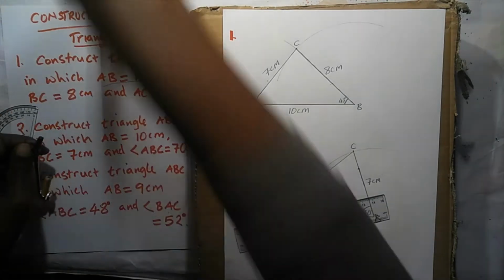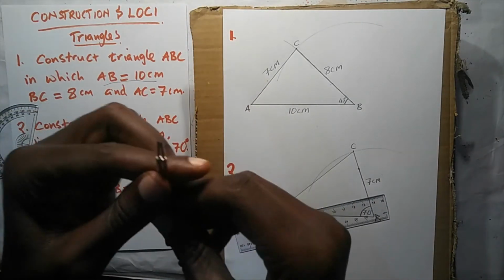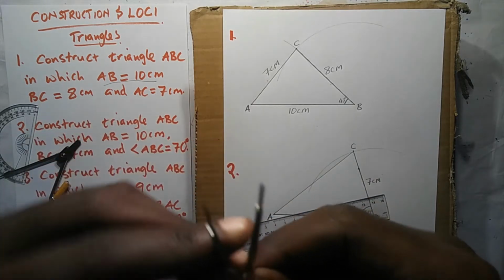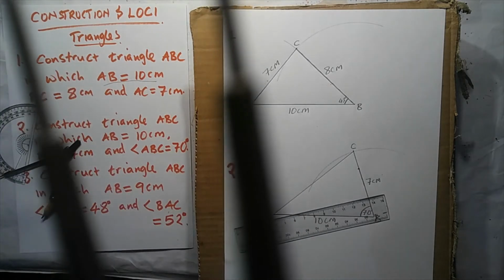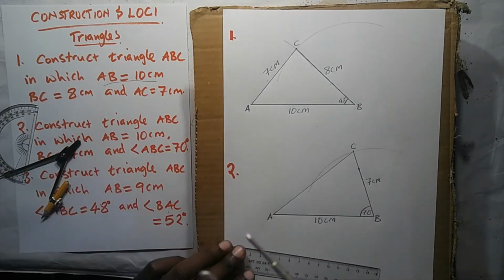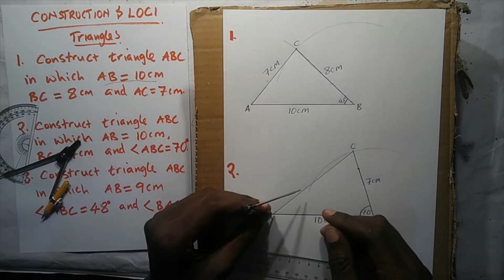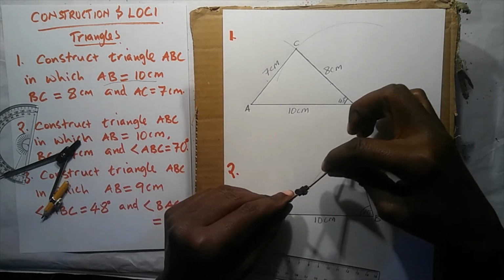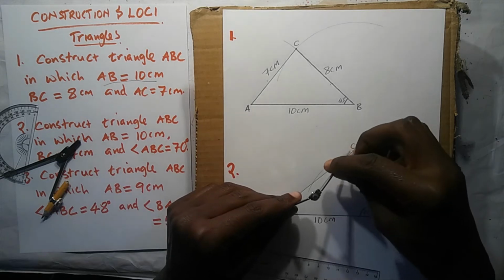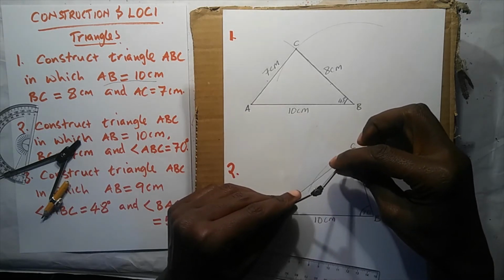Or you can use your divider. Get a divider. This is a divider here. This is called a divider. All you do is just stick it at A here, and then you open it all the way up to where C is.